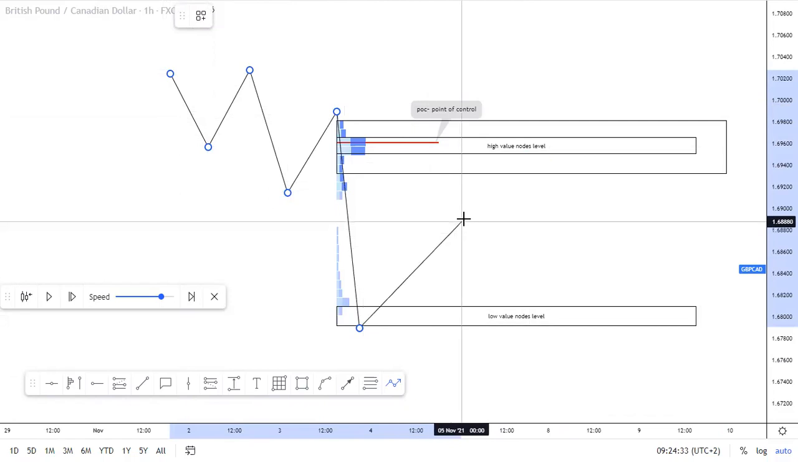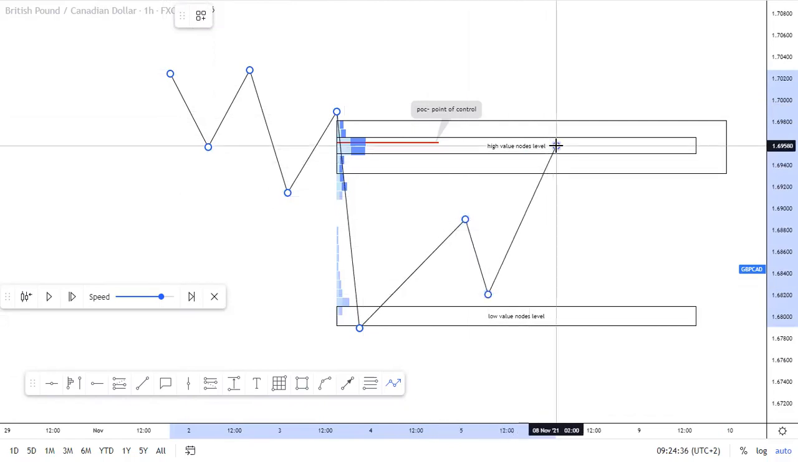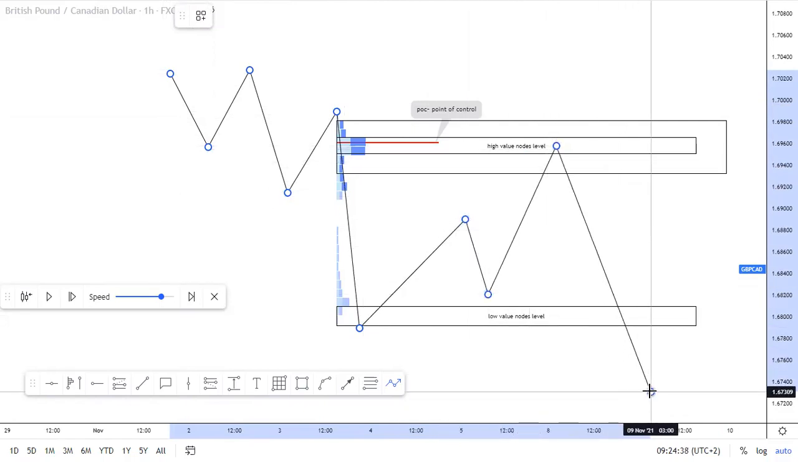Low value nodes level, and then you wait for the market to come to your point of interest, and then you drop with the market. You get a point. That's what you do every day. You get a point. So the point of control, the POC, this one.